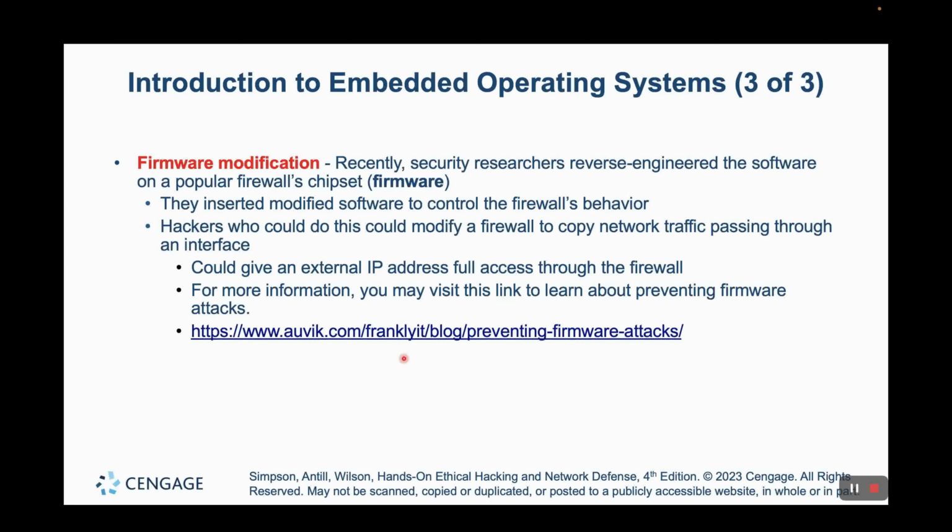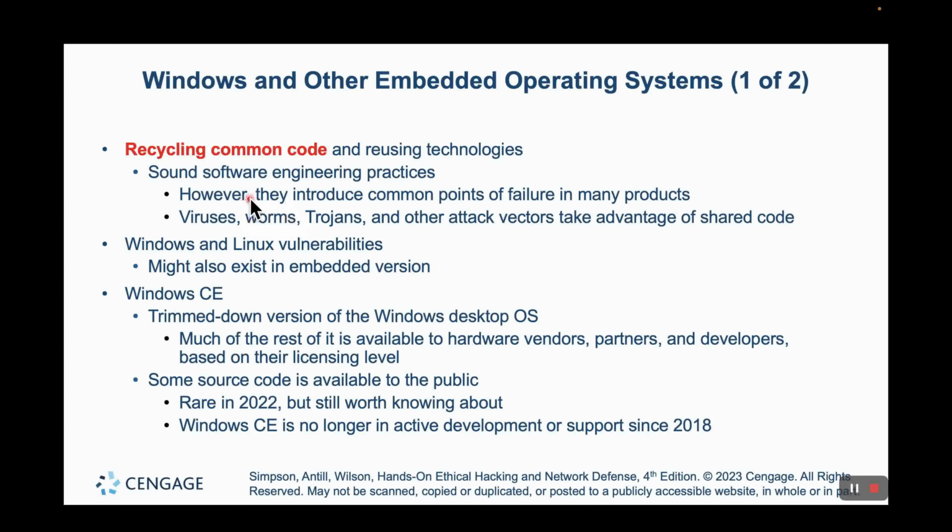Now let's look at recycled and common code. That's another issue that we need to look into carefully. Basically, this is a common software engineering practice, reusing common code, because it can save time and money. By reusing code that has already been written and tested, developers can avoid having to write it from scratch. However, the problem is here. Reusing code can also introduce common points of failure or vulnerabilities. If there's a vulnerability in the shared code, those who used it will be exploited by the attackers.